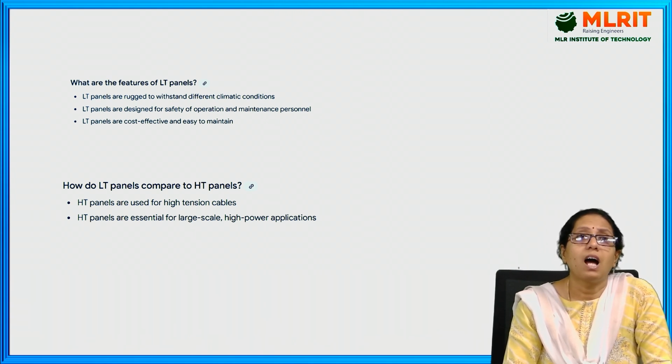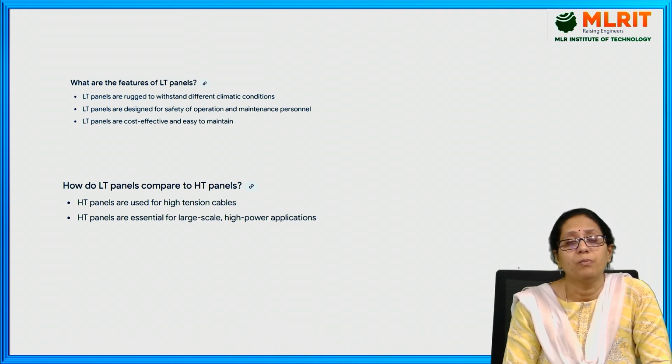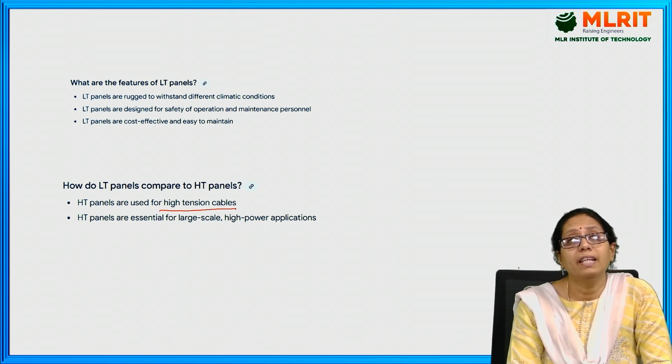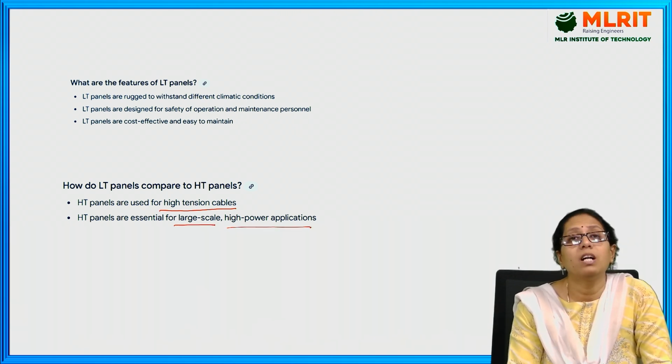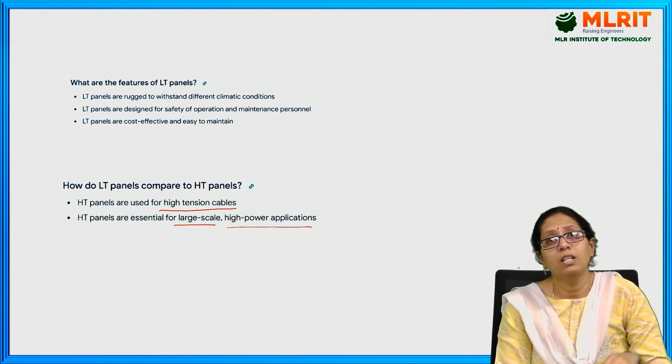Next is how the LT panels compare with the HT panels. As I said, LT means low tension and HT means high tension. HT panels are used for high tension cables, that is higher values of voltages, and HT panels are essential for large scale high power applications. HT is for high power applications and LT for low power applications.